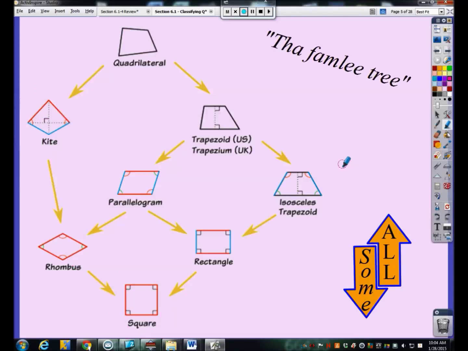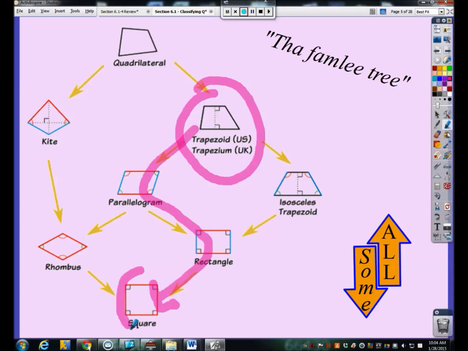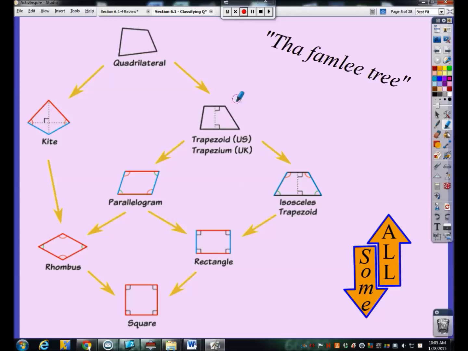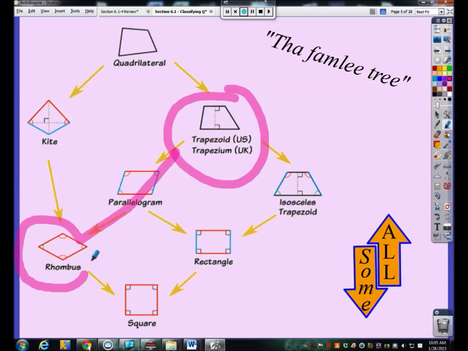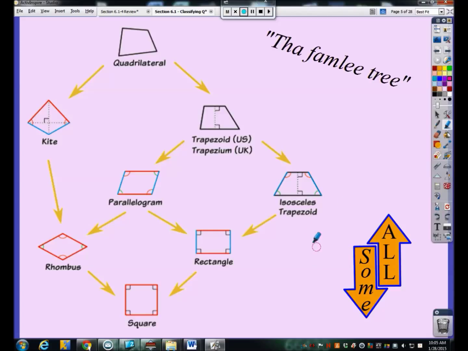So you can skip over shapes as long as it's still going in a downward trickle, so that we can connect two shapes that aren't directly downstream from each other. Another example would be saying that some trapezoids, and again, as long as I go in a downward direction, some trapezoids are squares. Some trapezoids are rhombuses. So we get that "some" relationship here. And again, we can use the transitive property. We can skip over a particular shape. We can skip over rhombus to say that some kites are squares. Some isosceles trapezoids are squares. Some quadrilaterals are rectangles. That works.